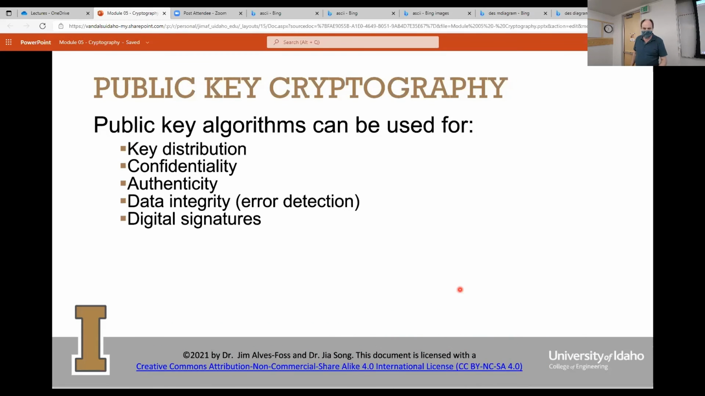We use what we call public key cryptography to solve this problem. Public key cryptography can be used for key management, key distribution, and for confidentiality: I want to send you a secret message. It can also be used for authenticity, so you know this message came from me. It can be used for data integrity, error detection, and for digital signatures, which is kind of like the authenticity issue, showing you I really created this document.